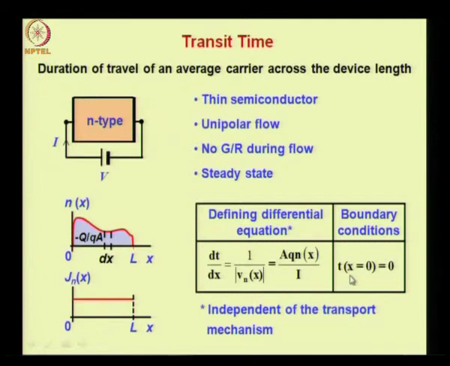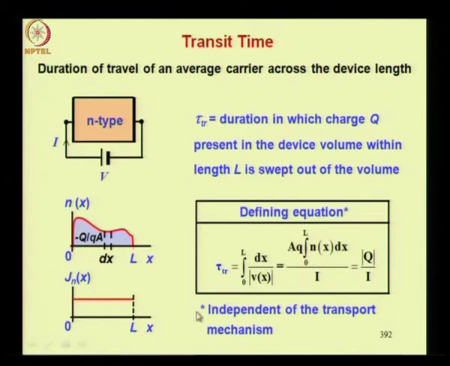The boundary condition is t at x equal to 0 is 0. So we assume that the time instant when the electron leaves the left terminal is 0. When you solve the differential equation, you end up with a result of transit time equal to the charge within the device divided by the current, independent of the transport mechanism, and this allows an alternate interpretation of transit time, namely that it is the duration in which the charge q present in the device volume within length L is swept out of the volume.